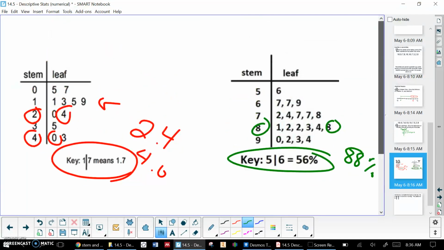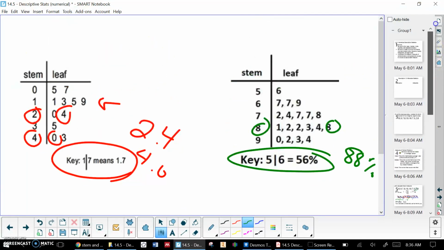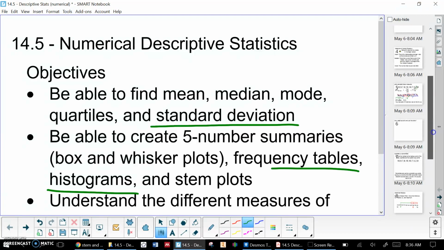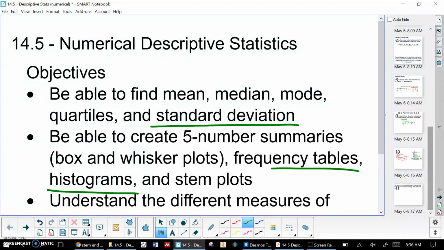So, things we need to talk about tomorrow are going to be the other statistics that are left, which is standard deviation. And then we're also going to talk about frequency tables and histograms along with that. And then we'll move into some more graphical representations after that. Some actual normal distributions and things of that sort.